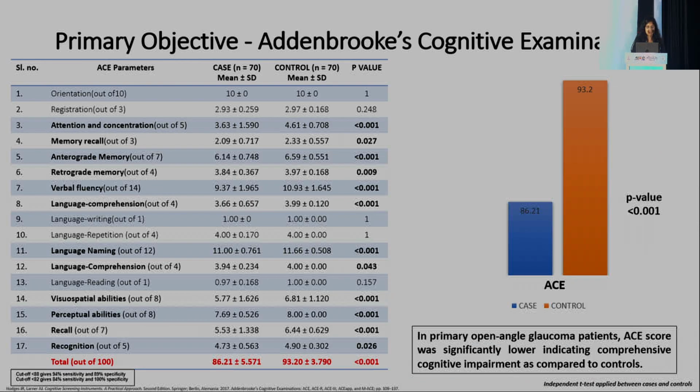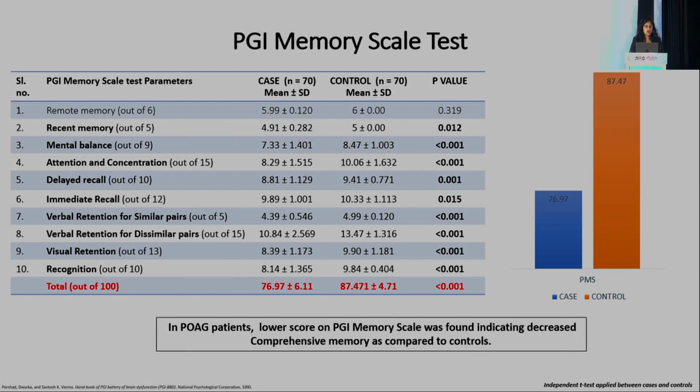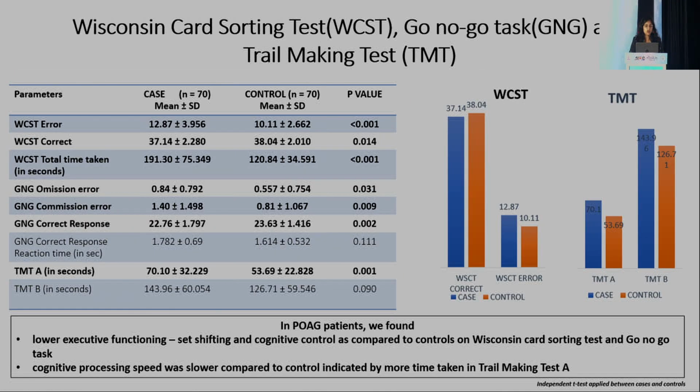In primary open angle glaucoma patients, we found that the A score was significantly lower, indicating comprehensive cognitive impairment as compared to controls, as we can see in 13 out of 17 parameters also. Also on the PGI memory scale test, we found lower scores indicating decreased comprehensive memory as compared to controls in POAG patients. We also found lower executive functioning on the Wisconsin card sorting test and Gonogo task in POAG patients. In trail making test A, the time taken to complete the test was significantly more in cases.